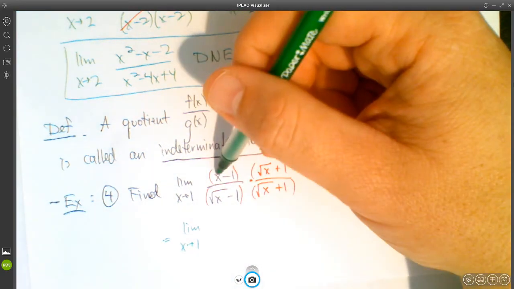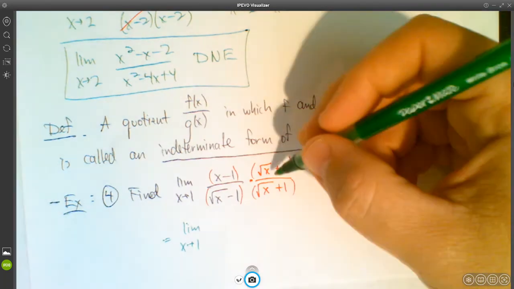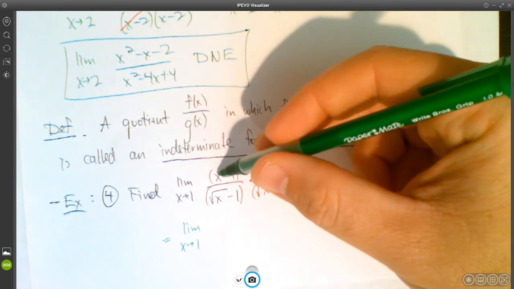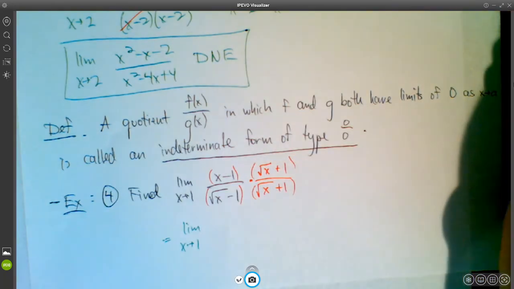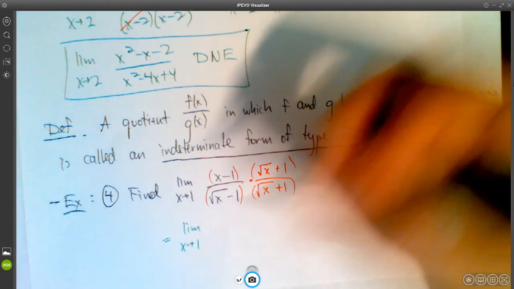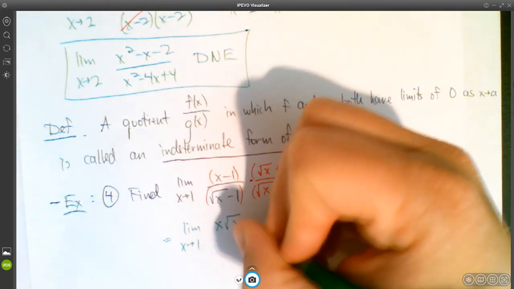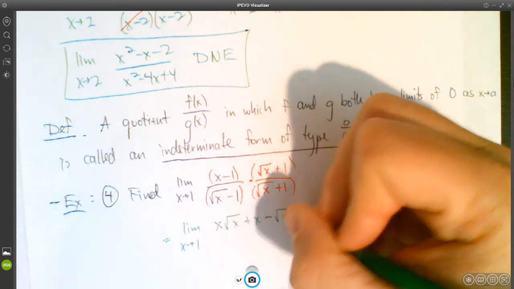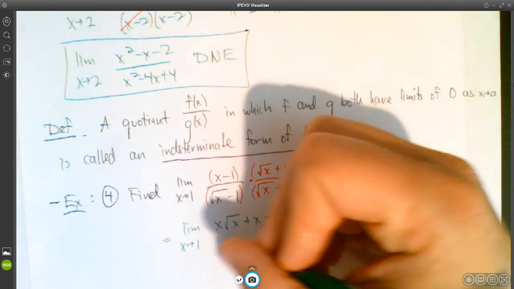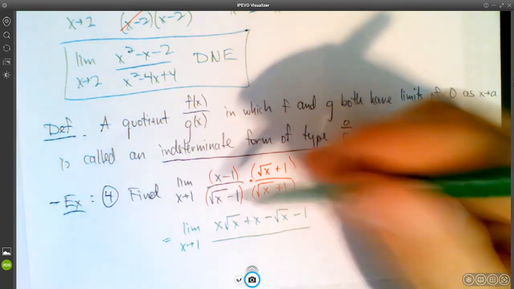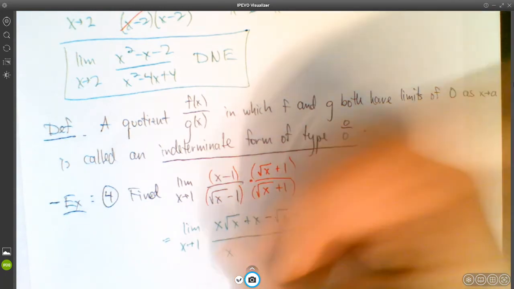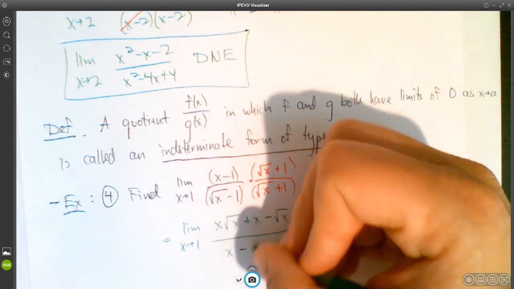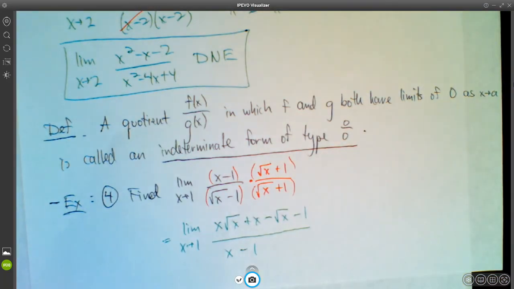In the numerator I'm going to have x times the square root of x. If I wanted to, I could think of square root of x as x to the 1/2 power, and then x to the first times x to the 1/2 would be x to the 3/2. I'm just going to leave it x root x for now. Then plus x minus root x minus 1. In the denominator, I'm going to have root x times root x, that's just x. Then positive root x minus root x cancel, and then minus 1. So I just get x minus 1 in the denominator.